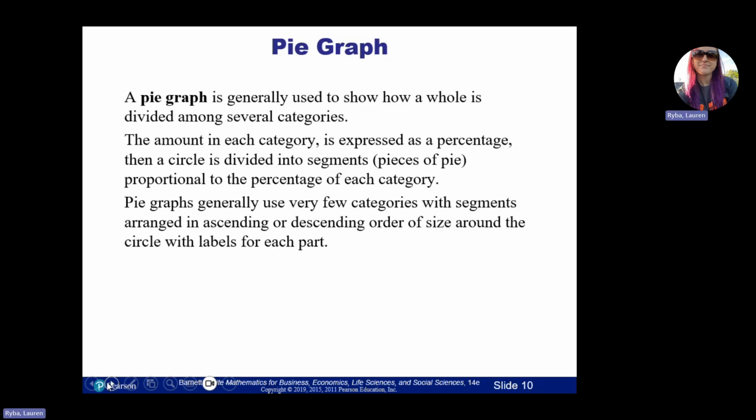You can do pie graphs in lots of different ways. You can put them in a specific order. You can order them in size. You can make them random. It really doesn't matter. It's just that each pie section should fall in its correct dimensions to the population that it represents.